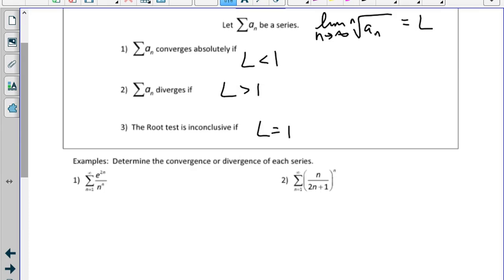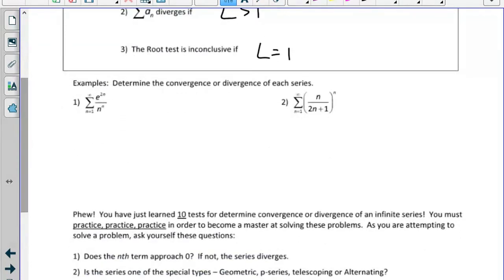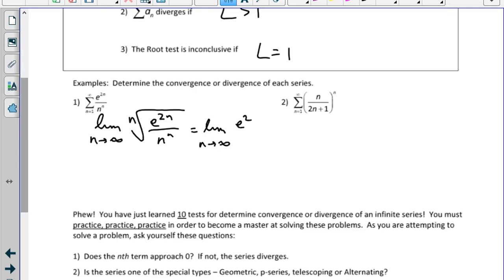So this is basically the exact same test as the ratio test, except we do some square or cube or nth roots of something. So what we're going to do here is notice that we have nth powers in the series. So let's do the nth root test. The limit as n goes to infinity of the nth root of e to the 2n over n to the n. I'm just going to simplify this. So this ends up being the limit as n goes to infinity of e squared over n. And if we make n go to infinity, that's equal to 0, which is less than 1.